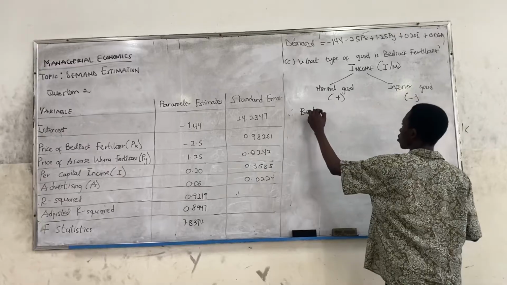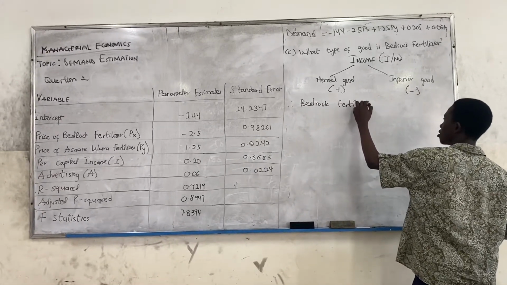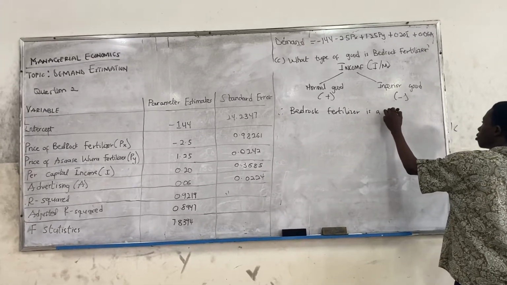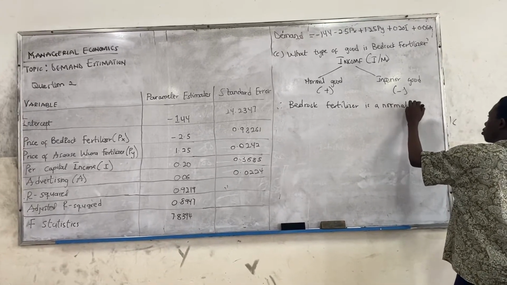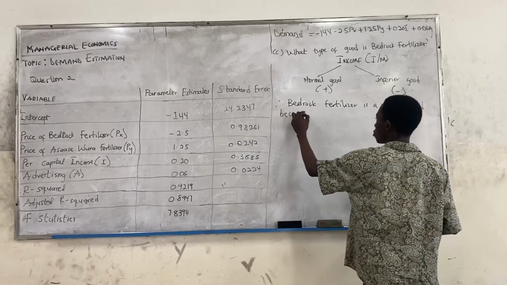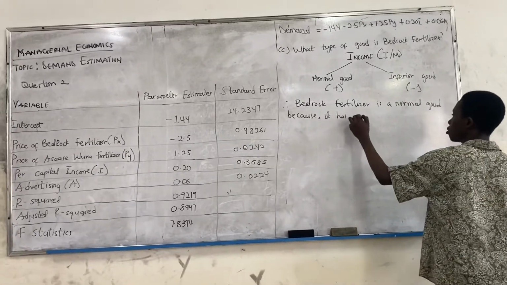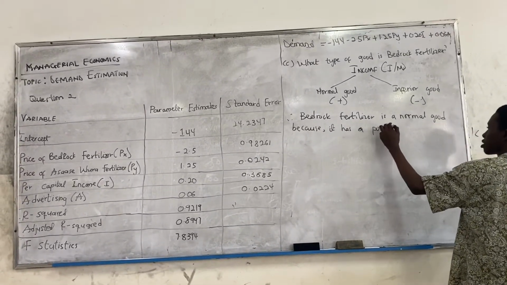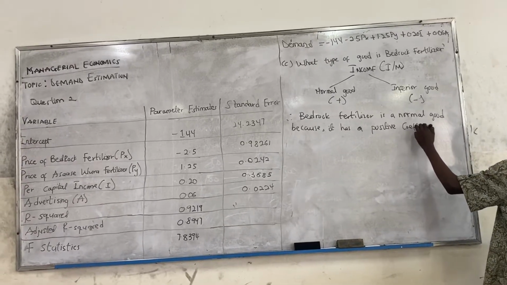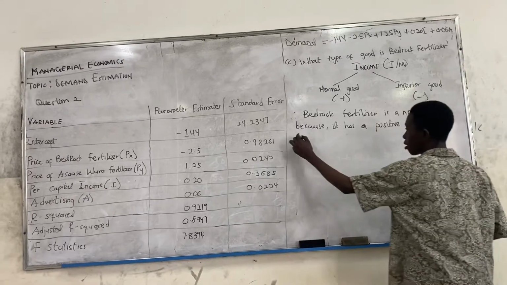Therefore, bedrock fertilizer is a normal good because it has a positive coefficient of I.